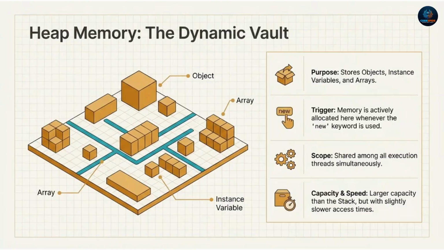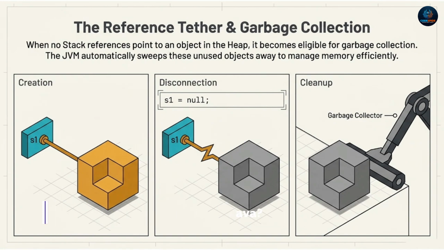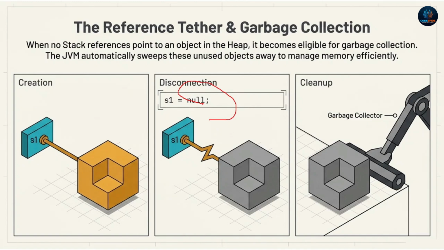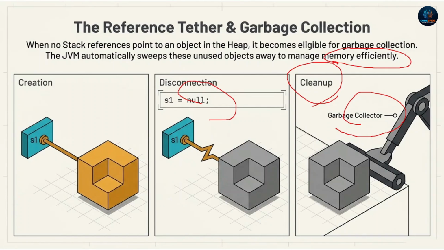Then moving to the next topic, garbage collection. Suppose Student s1 = new Student, so we have the object creation. Then if s1 is assigned a null value, now no variable is pointing to the object, so the object becomes useless. The Java garbage collector will remove it automatically. This process is called garbage collection. This helps save memory. The cleaning process is done automatically by the garbage collector, and this process is used for memory management and saves memory.